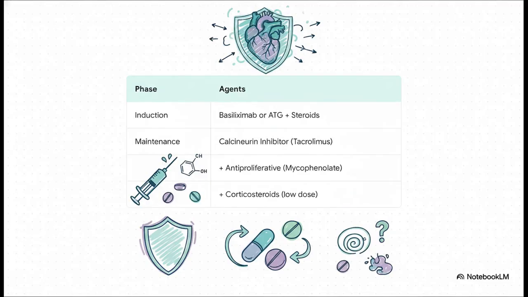Now, to prevent the body from rejecting this new heart, a powerful immunosuppression regimen is started immediately. It begins with induction therapy right there in the operating room, typically with an agent like basiliximab or, for high-risk patients, antithymocyte globulin, along with a big dose of methylprednisolone. This provides a strong initial shield against rejection. This is then transitioned to a lifelong maintenance regimen, which is usually a triple drug cocktail. It typically consists of a calcineurin inhibitor, an antiproliferative agent, and a low dose of corticosteroids. Managing the many side effects of these drugs becomes a major focus of long-term care.